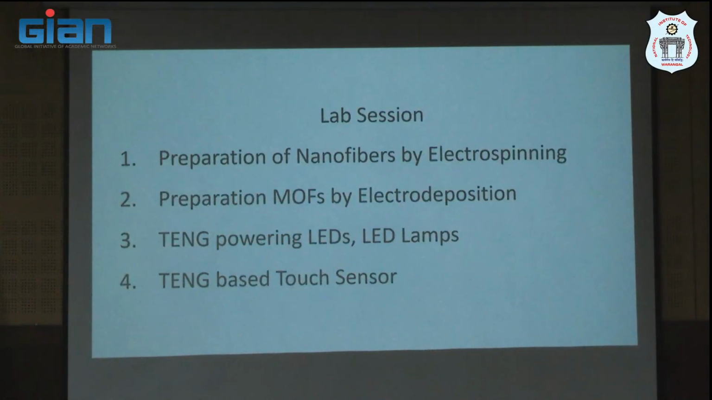And this is today's lab session. You will be shown the electrospinning process for preparation of nanofibers and metal organic framework by electrodeposition, and TNG powering LED lamps and a touch sensor will be demonstrated in the afternoon lab session.